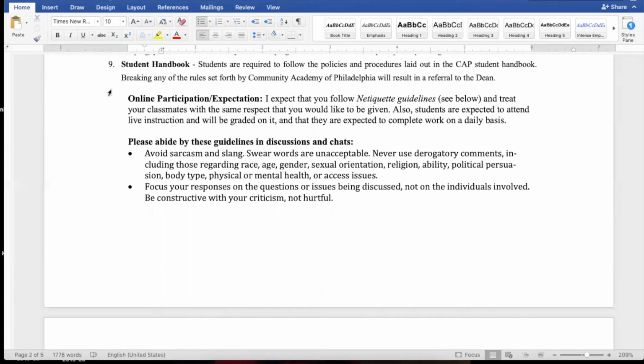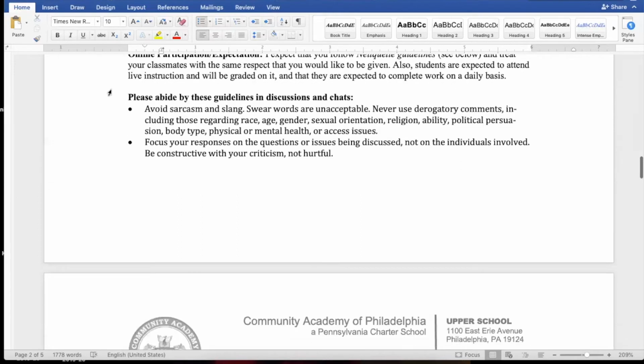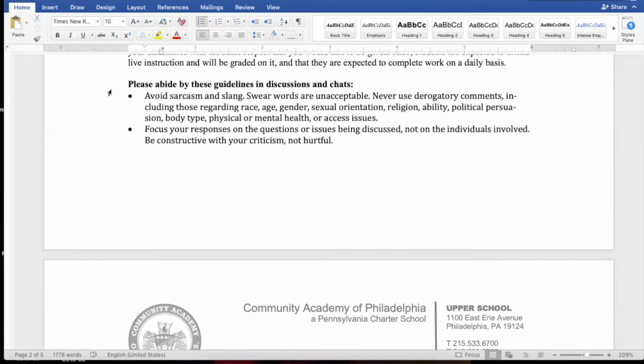Online participation and expectations. I expect that you will follow the netiquette guidelines down below and treat your classmates with the same respect that you would like to be given. Also, students are expected to attend live instruction and will be graded on it, and are expected to complete work on a daily basis. Please abide by these guidelines in discussions and chats.